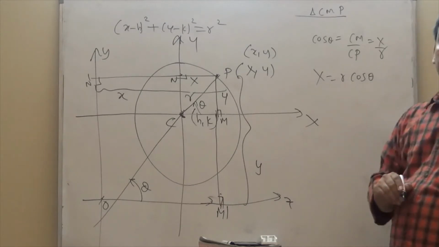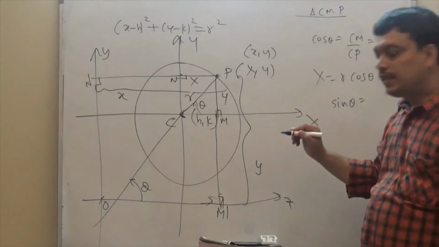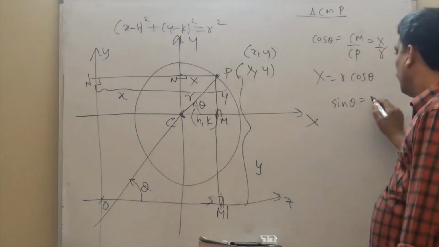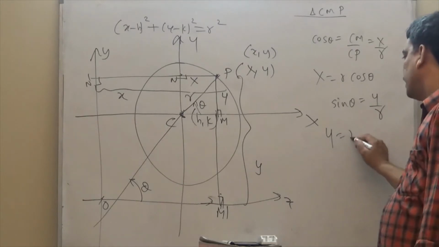From the same triangle, if I write down the value of sin theta, we can write opposite side, which is nothing but capital Y, divided by the hypotenuse, which is R. So therefore capital Y is R sin theta.